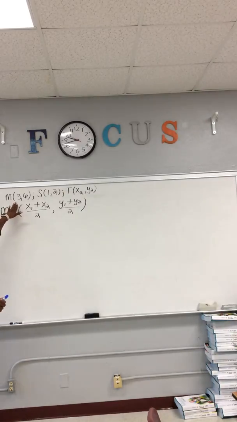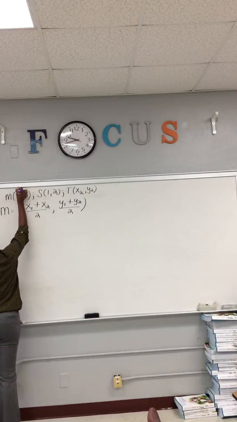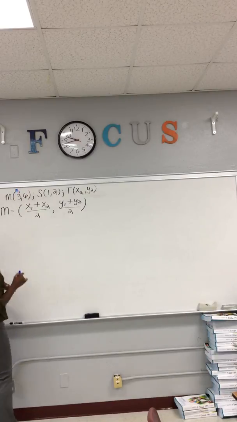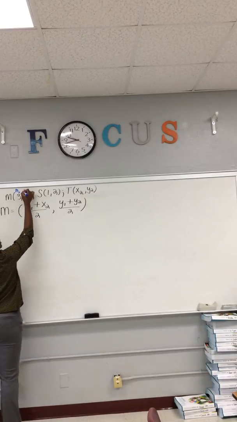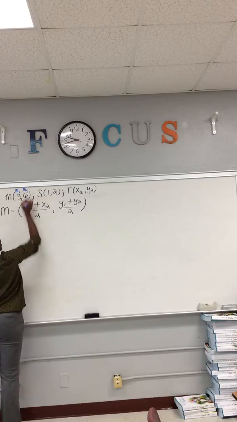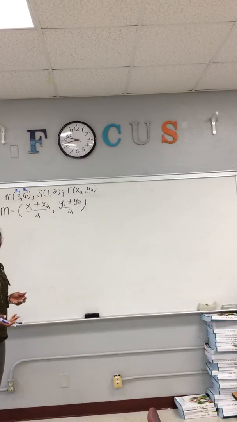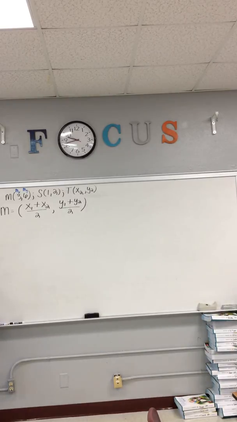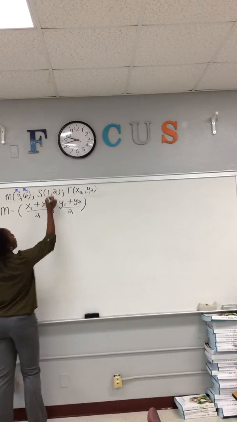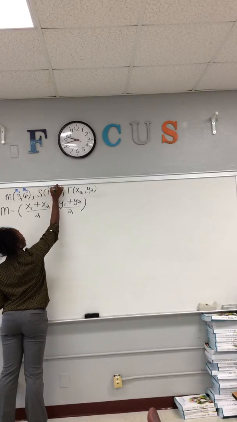So M we know is our midpoint. I'm going to name that M with a little tiny x, so that tells me that that is the x value of the midpoint. I'm going to name this 6 M with a little tiny y, because that tells me that that is the y coordinate of the midpoint. The next one that I'm going to label is S. S is our first endpoint, so we're going to name that x1, y1.